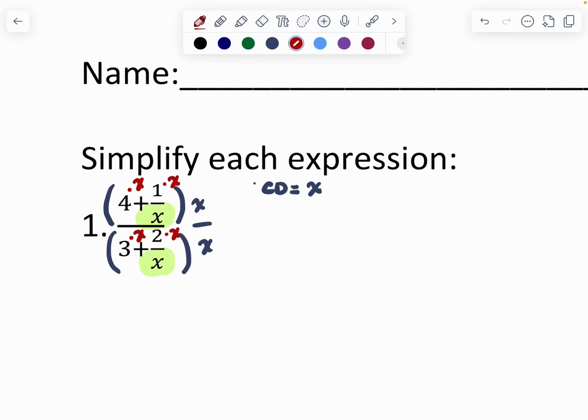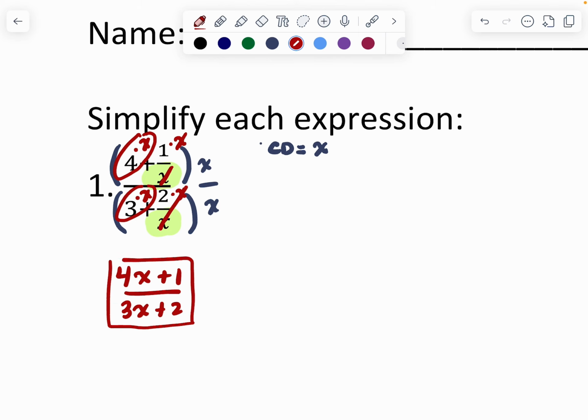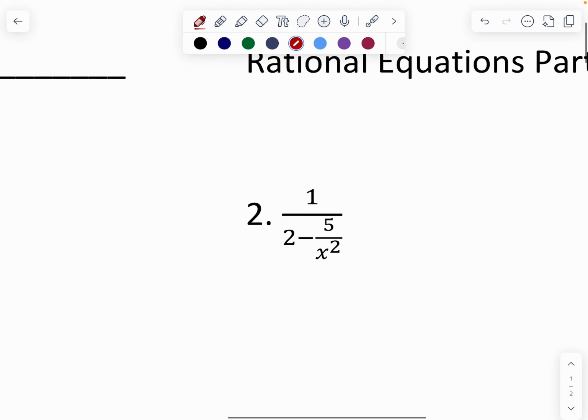So here's what we end up getting. 4 times x is just 4x. These guys cancel out and you're just left with a plus 1. And then all over 3 times x is 3x. These guys cancel out and you're left with a plus 2. And that's it.